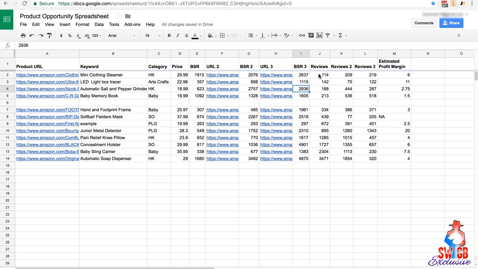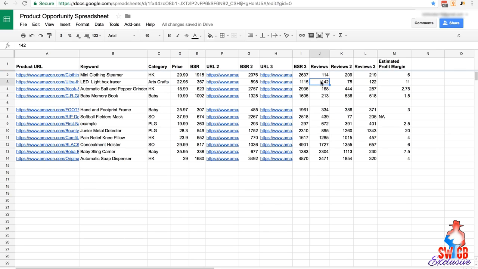And the next thing we can look at is the reviews. Now obviously we've sorted by the lowest number. So the top product, it has got the least number of reviews, so it's the easiest to compete with. But what about the competing products? You can see here, this one's got 209, which is a lot more than our second product, which was the LED light box tracer. However, what was looking like being our second best product, you can see it's got 444. And lastly, the reviews number 3, it's got 287 against 219. So overall, I'm actually going to say the top 2 are probably the best.